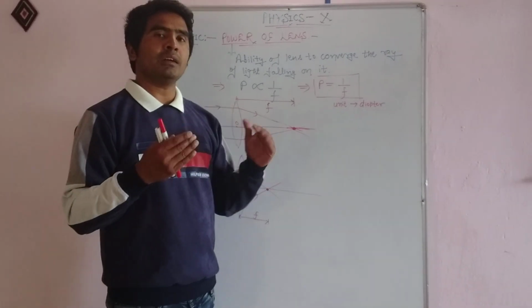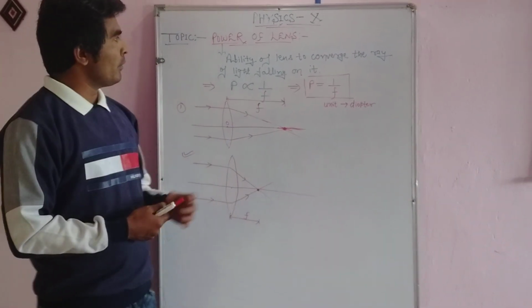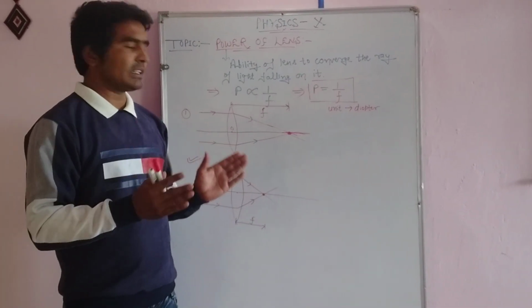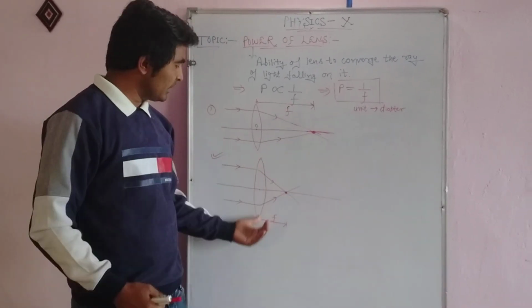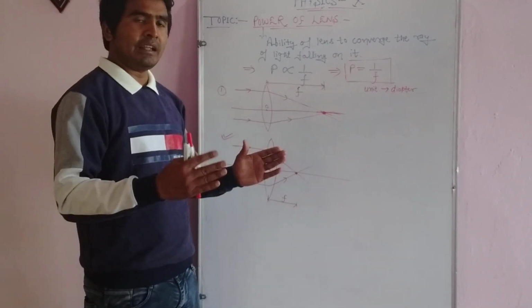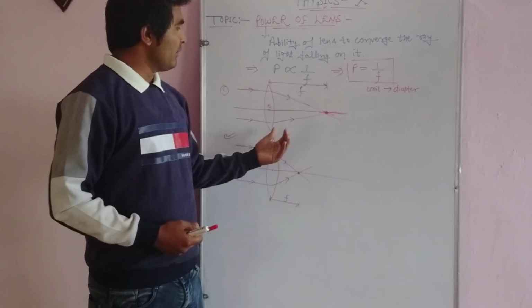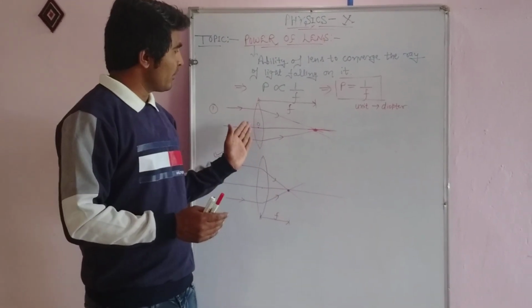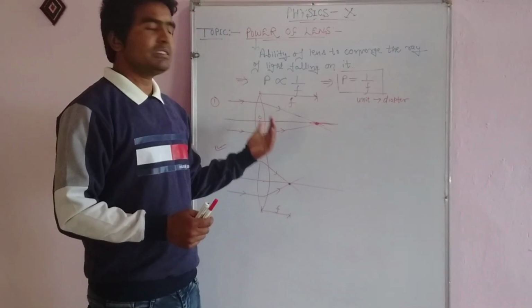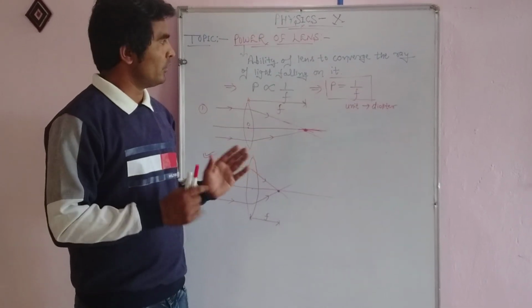First, you have to know the meaning of converging. If a lens converges light rays near to it, it means that the lens is highly powerful. If the light rays converged by the lens are far from the lens, it means that the lens is less powerful.